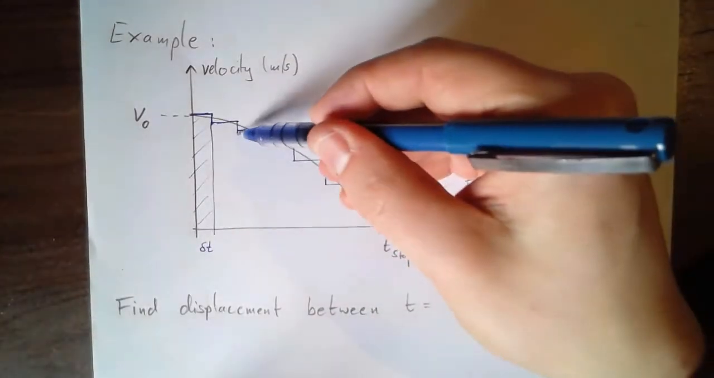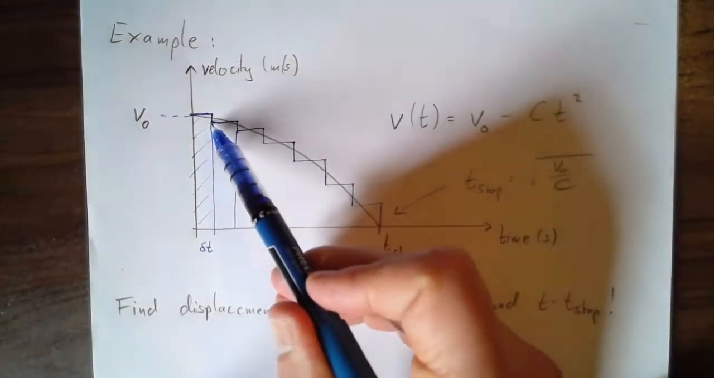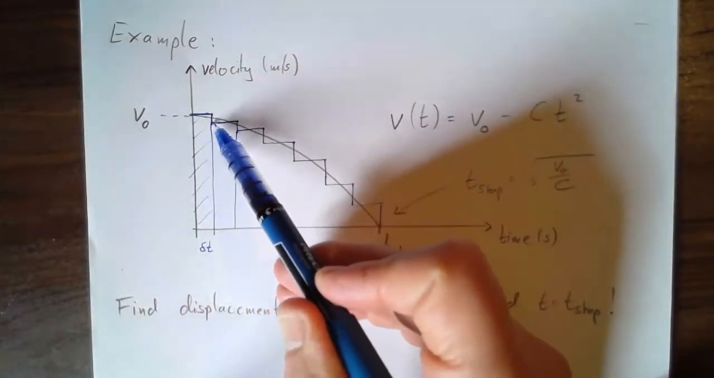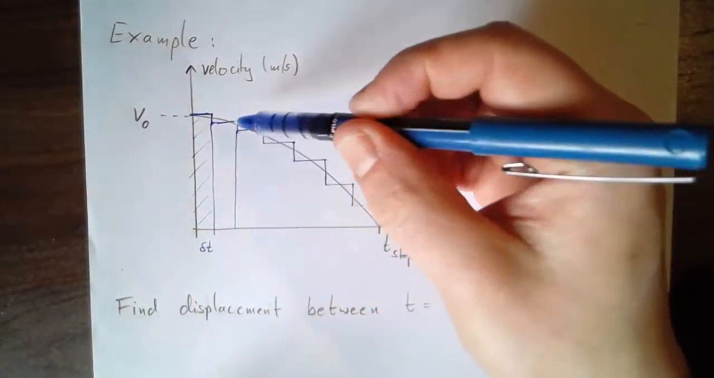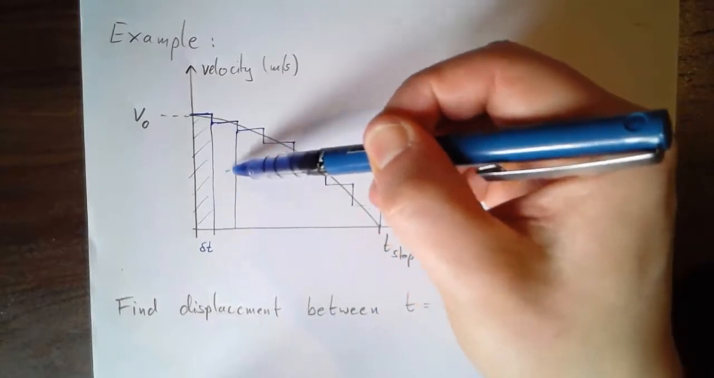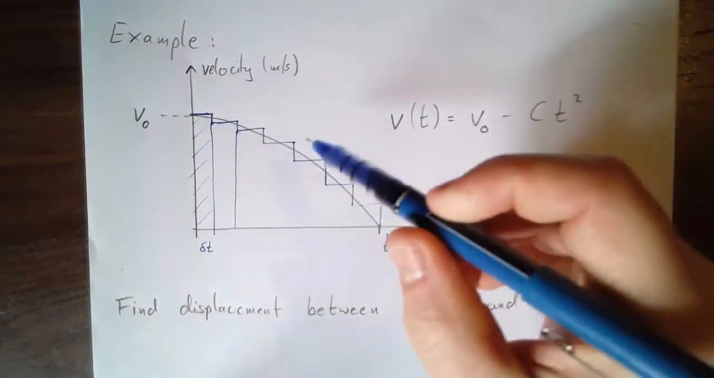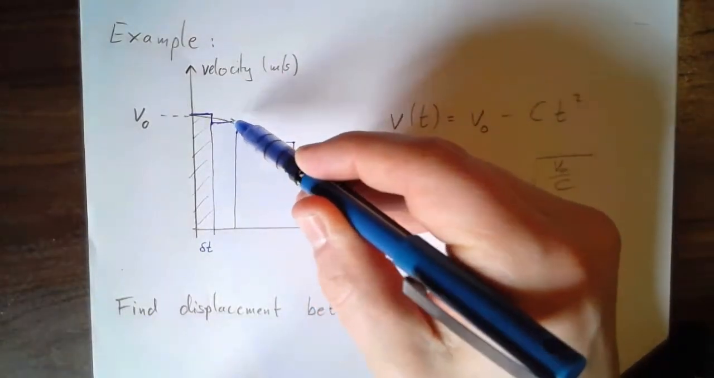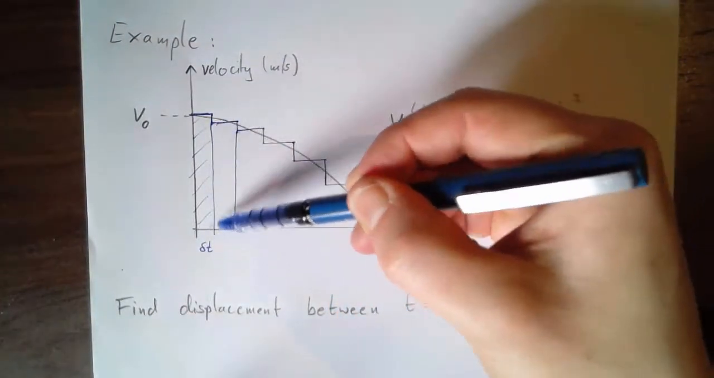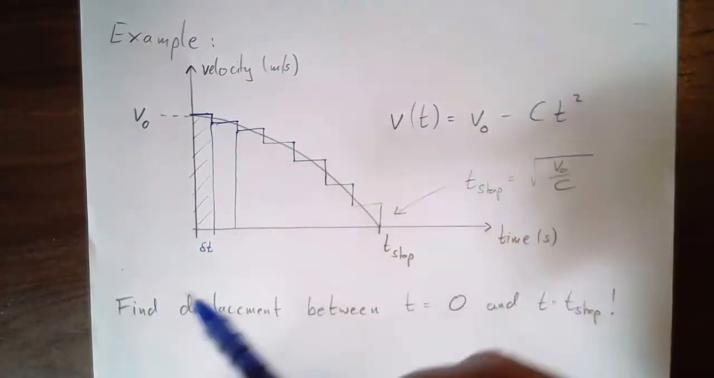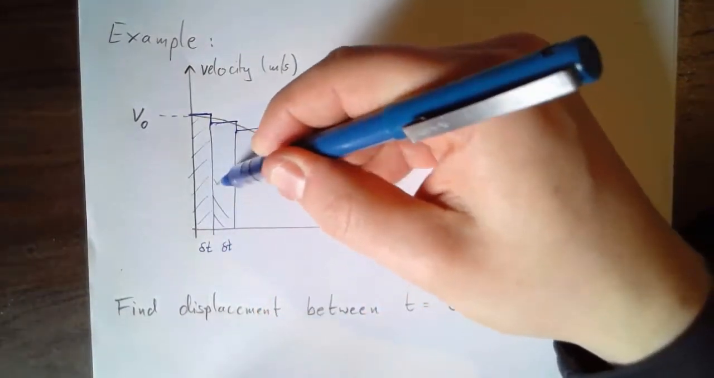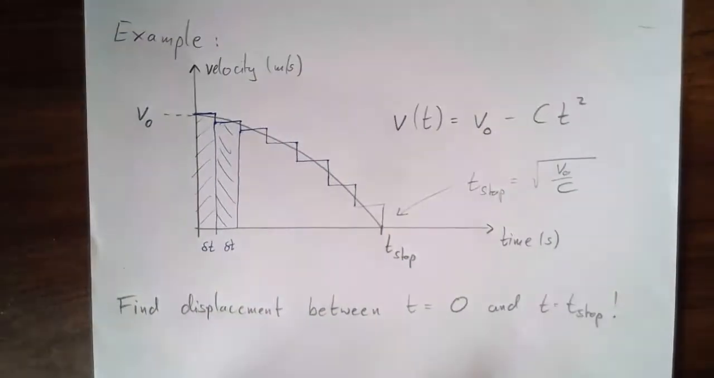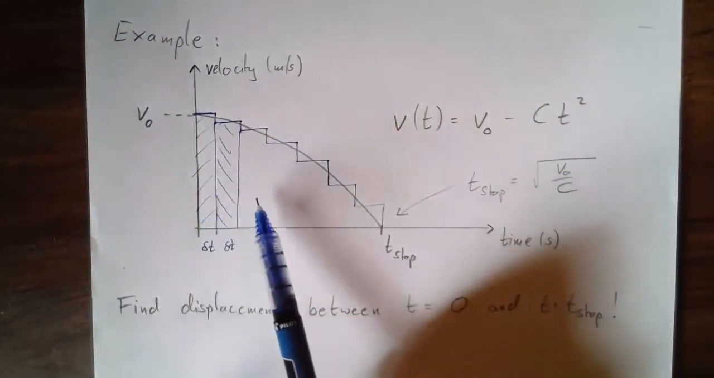And the same is true for the next step, right? Here, you're going a bit more slowly. Your velocity is not v naught, it's v naught minus a little bit. So you just read off what is the velocity at this time where this column is located. And you multiply that velocity, that's the height of the column, by the width, which is again delta t. This is another delta t. And so you add them all up, because the total displacement is the sum of the individual displacements.